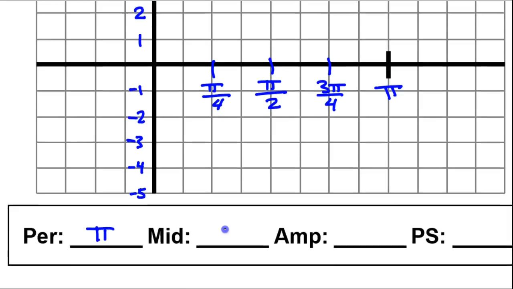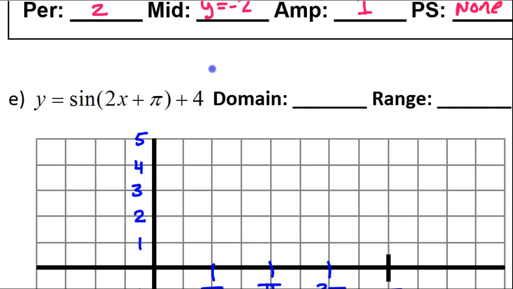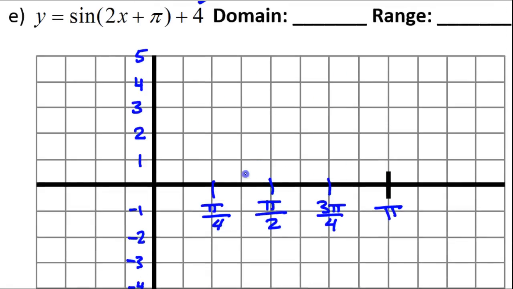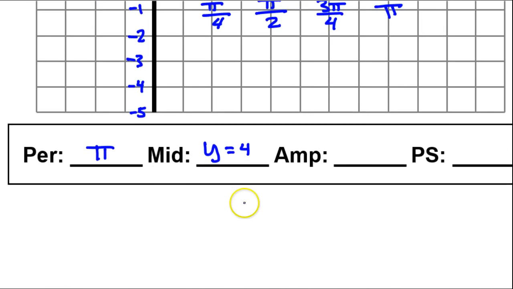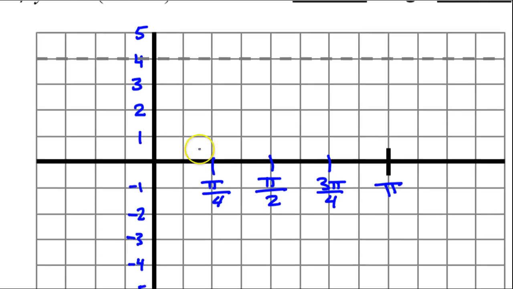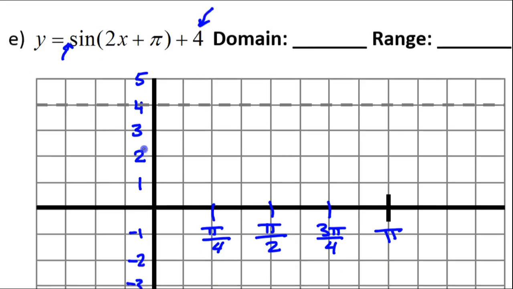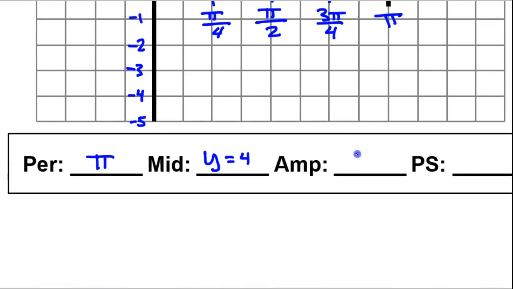What about the midline? Well, this number right here tells us that there's a vertical shift of 4. So that means the midline is going to be y equals 4. We should go ahead and graph that. So the midline is going to be way up here. Alright, so there's your midline. Okay, what about the amplitude? Well, the amplitude, we look right here. There's nothing there, so it's a 1. So that means the amplitude is still 1.